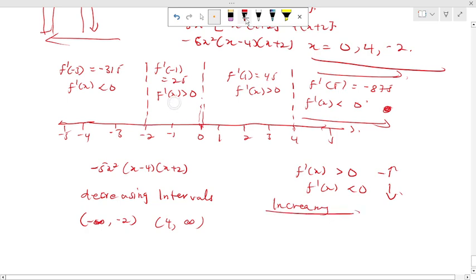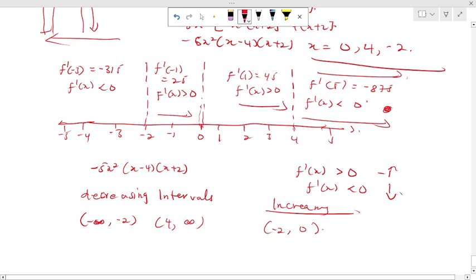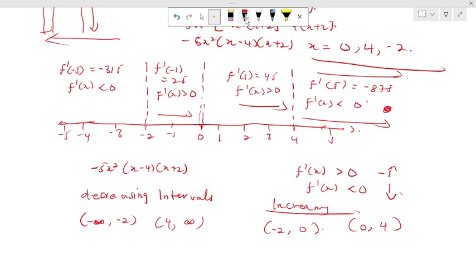Now for the increasing interval, I'll have the segment negative 2 to 0. Remember that our endpoints are not included, the critical points are not passed. Then finally, our increasing will also be 0 to 4. So this is how we find the increasing and the decreasing segment of a function, or the increasing and the decreasing test.